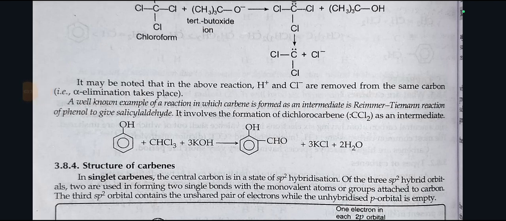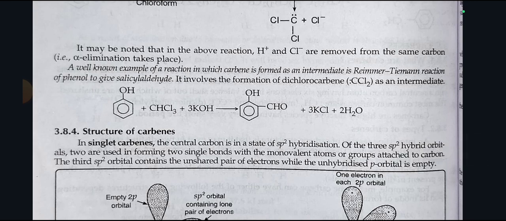It may be noted that in the above reaction, H⁺ and Cl⁻ are removed from the same carbon, that is, alpha elimination takes place. A well-known example of a reaction in which carbene is formed as an intermediate is the Reimer-Tiemann reaction of phenol to give salicylic aldehyde. It involves the formation of dichlorocarbene, CCl2, as an intermediate.